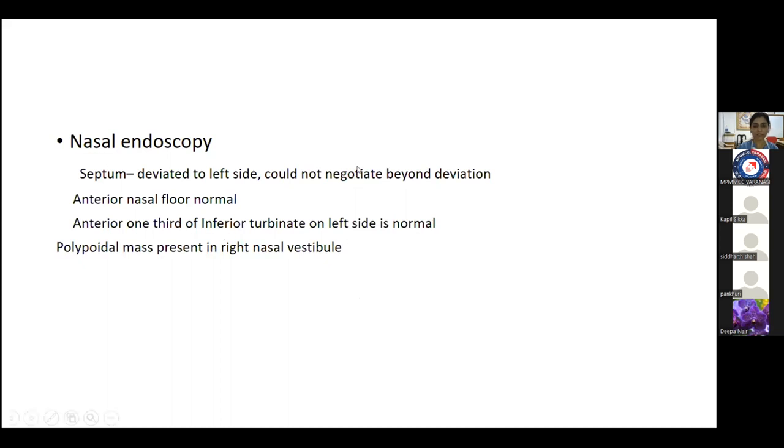You touched the mass? You tried to suck that discharge? Yes, sir. Did it bleed? No, sir. Shall I show the MRI pictures?